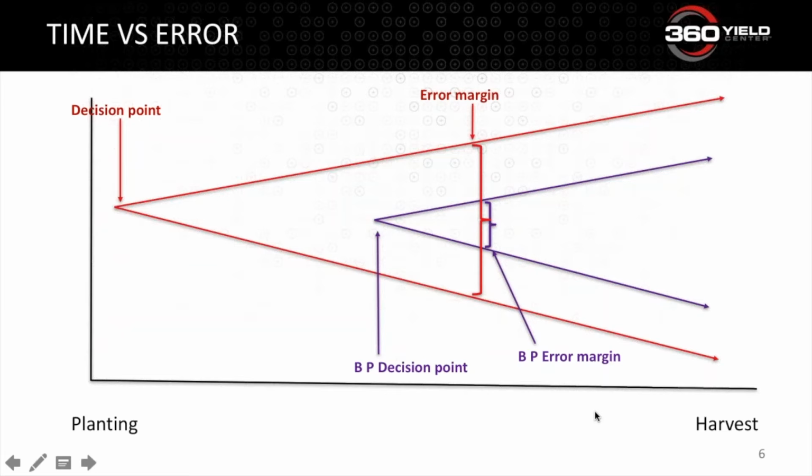So we have our decision point over on the left, and if you put all your nitrogen on in the fall, that's way over to the left further. But the further you get away from your decision point, things change, so your margin for error grows, right? That's why the further you get out, your error margin will grow over time.